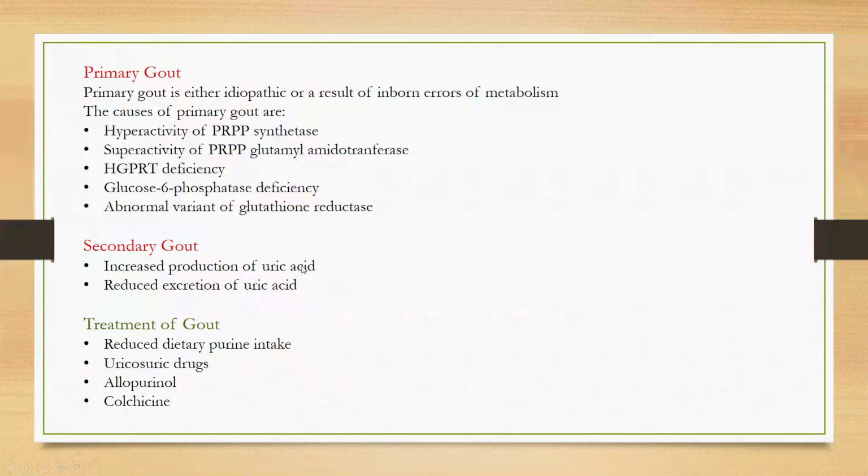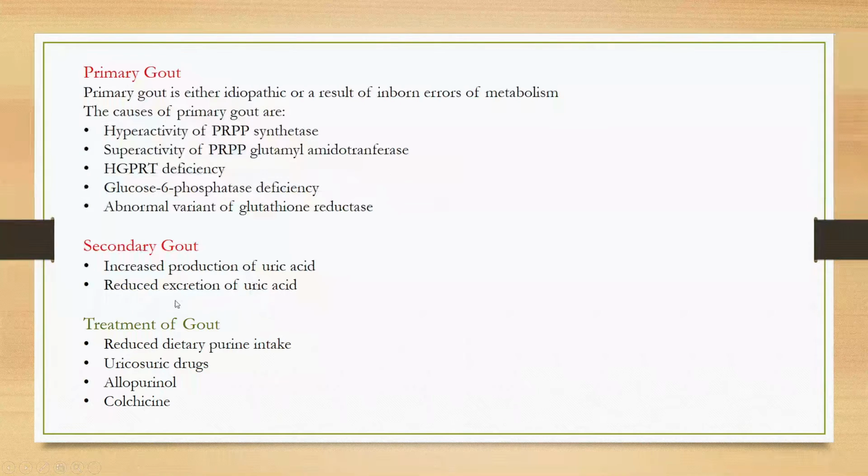Another cause is the reduced excretion rate of uric acid. Reduced excretion of uric acid occurs in renal failure, and with treatment with thiazide diuretics, which inhibit the tubular secretion of uric acid. Lactic acidosis and ketoacidosis also interfere with the tubular secretion of uric acid.